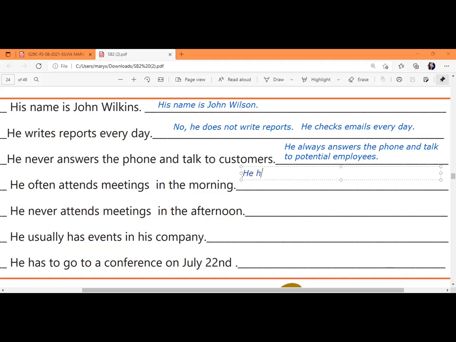General. Attends meeting in the morning. He generally attends meetings in the morning. Is that correct?